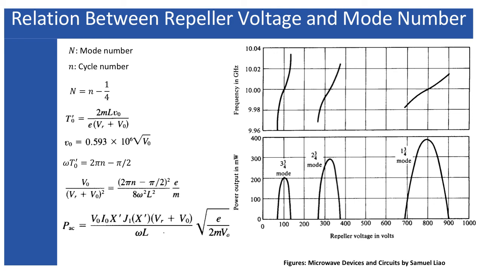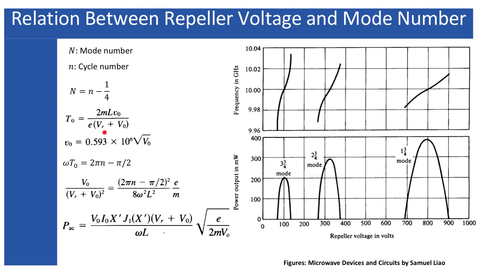But as I told, the mode can be varied, or a mode can be achieved, by varying the Repeller voltage. So here I need to establish a relation between the cycle number, which is associated with the mode number through this expression, and the Repeller voltage. Such an expression can easily be obtained by knowing all of these equations.